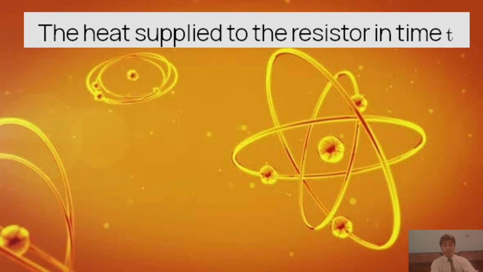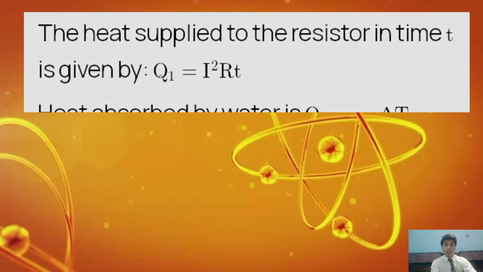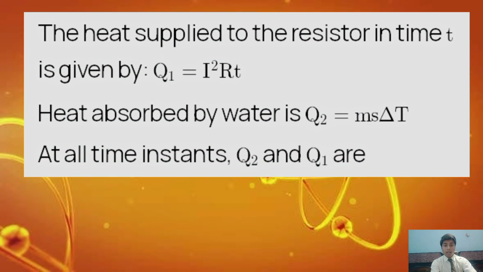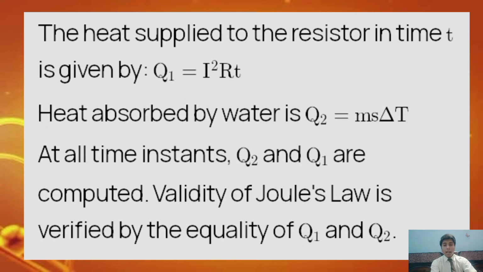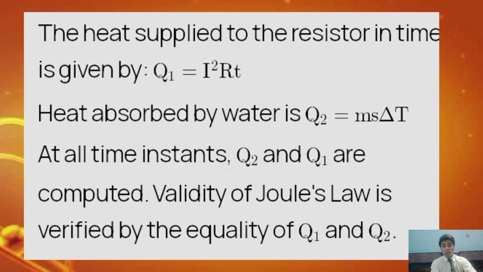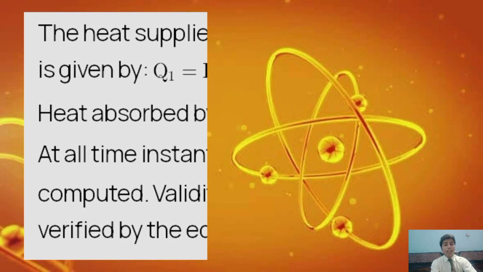The heat supplied to the resistor in time t is given by Q1 equal to I squared R t. The heat absorbed by the water is Q2 equal to m s ΔT. At all the time instants, Q2 and Q1 are computed. Validity of Joule's law is verified by the equality of Q1 and Q2. Hence, Joule's law of heating is verified.